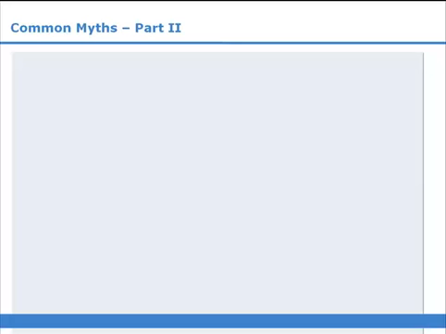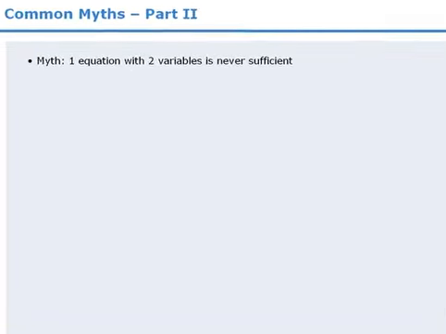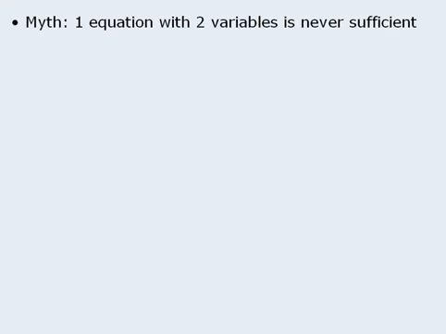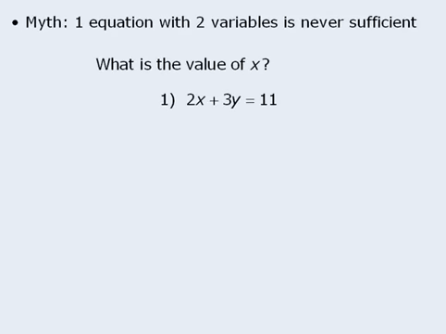In this lesson, we will examine two more common myths about data sufficiency questions. The first myth is that one equation with two variables never provides sufficient information in a data sufficiency question. Now granted, there are some cases where this rule does apply. The problem is that it does not always apply. Here's an example where the rule does work.